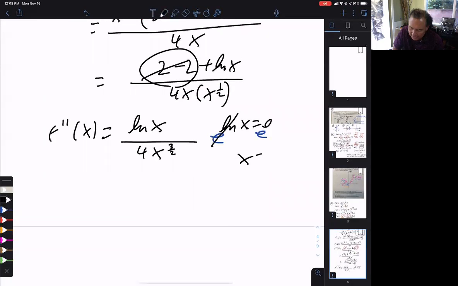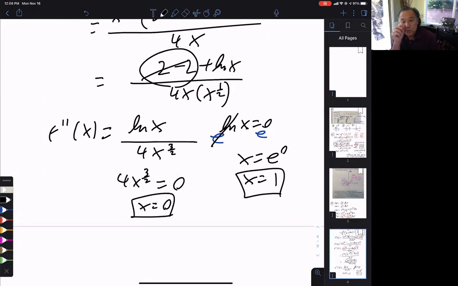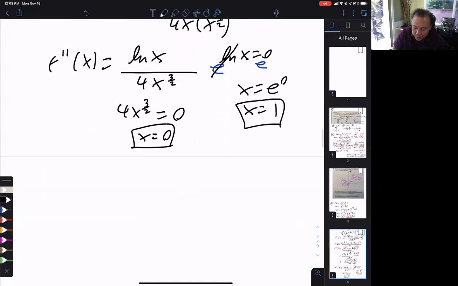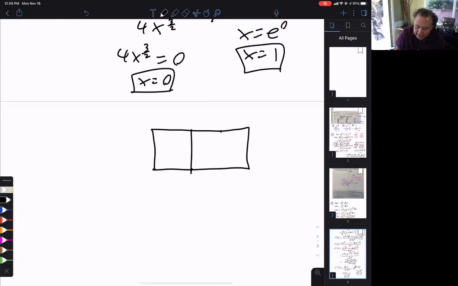Those cancel. x is e to the 0, but anything to the 0 is 1. There's one point where the concavity might change. I set the denominator equal to 0 because that means the second derivative does not exist, and clearly x is 0. So I have two possible places of inflection. Just like on the first derivative when we find critical points, we found where the second derivative is 0 or undefined: 0 and 1.